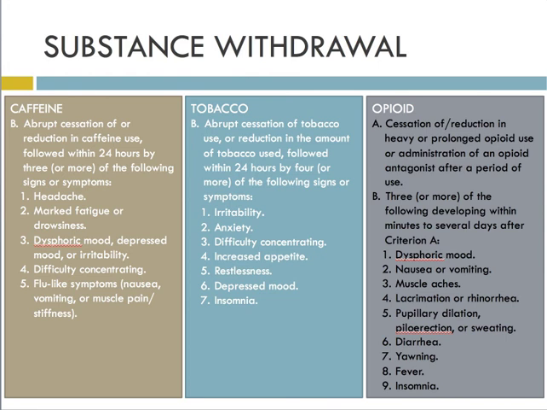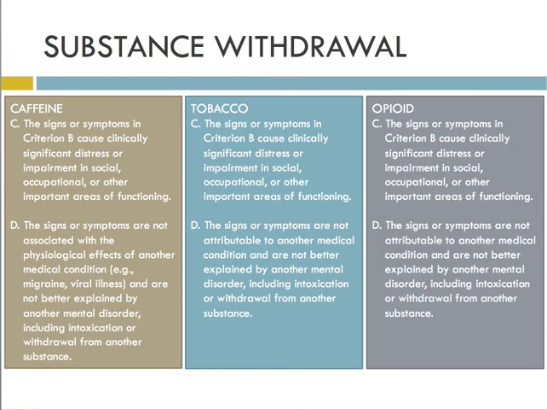yawning, fever, or insomnia. And then across all substance classes, criterion C and D are the same, in that the signs or symptoms in criterion B cause clinically significant distress or impairment in social, occupational, or other important areas of functioning, and that the signs or symptoms are not attributable to another medical condition and are not better explained by another mental disorder, including intoxication or withdrawal from another substance. So we'll stop there. In the next segment, we'll touch on treatment for these disorders.